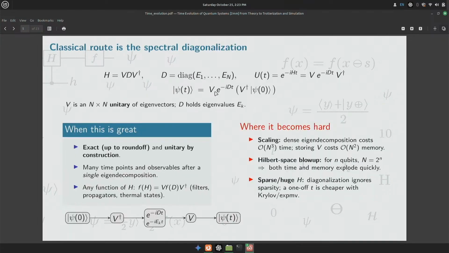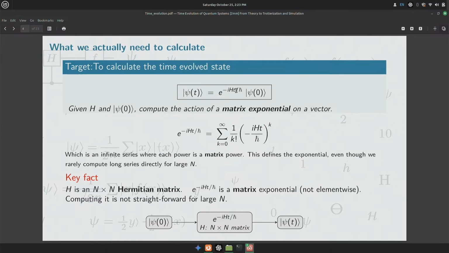So there is one more problem: H is a matrix and H cannot consist of a single term. It can consist of multiple terms: 1, 2, 3, 4, you name it, 10,000, 50. Classically, doing it by hand is almost impossible.